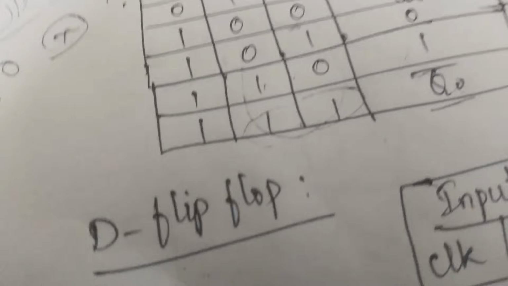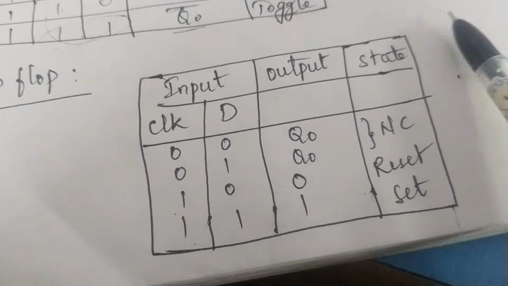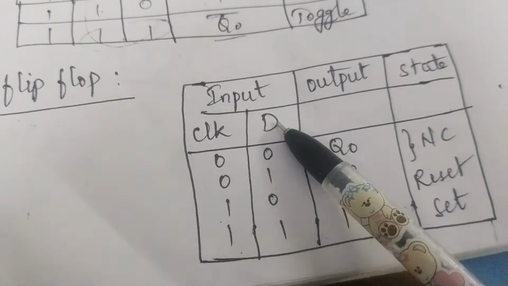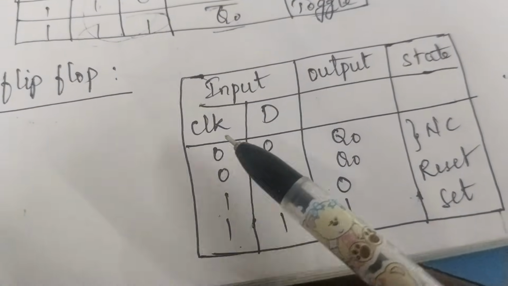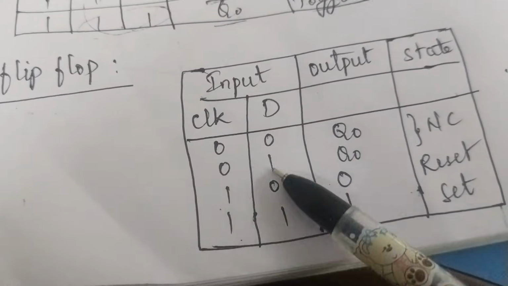And the last one we have is the D flip-flop. This is the simplest and easiest one. D stands for data flip-flop or delay flip-flop. Here we have the inputs, clock input and D input. So again, if we have two input variables, we get 4 combinations: 0 0, 1 1, 0 1, 0 1.